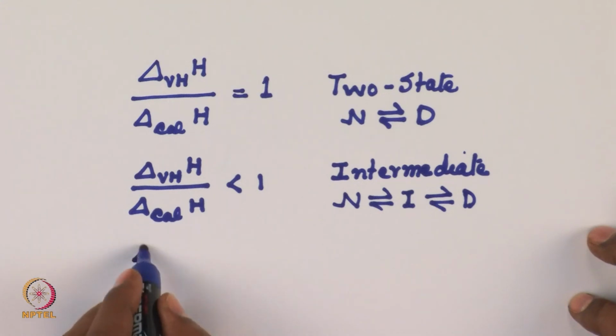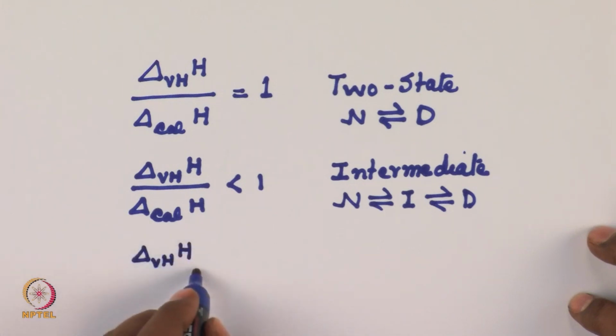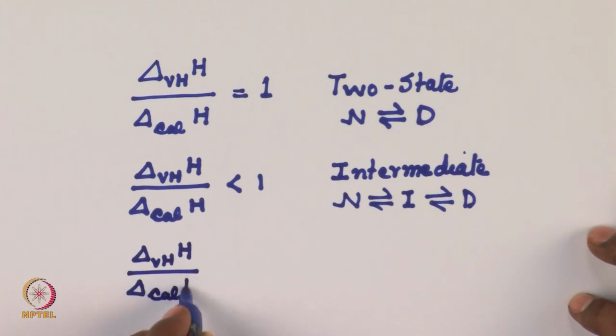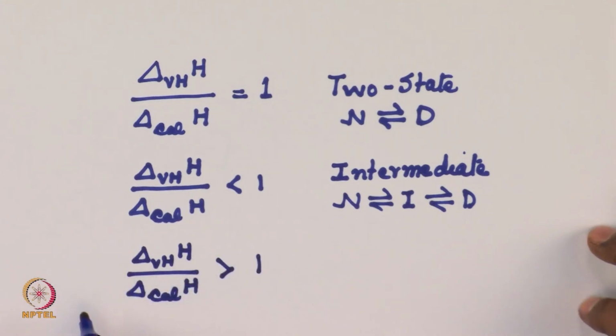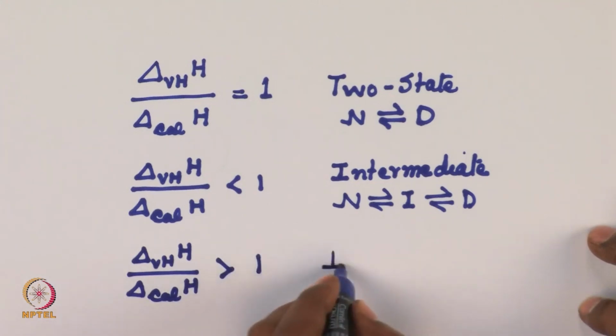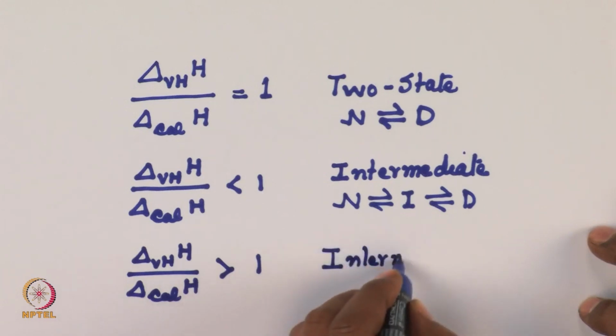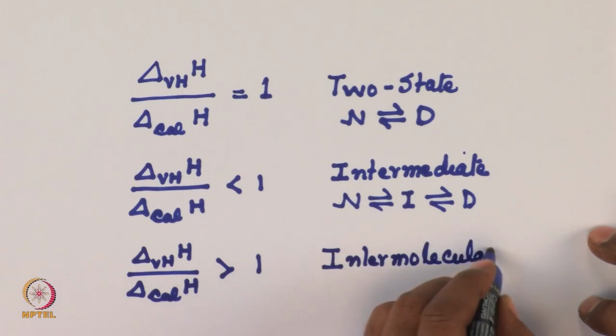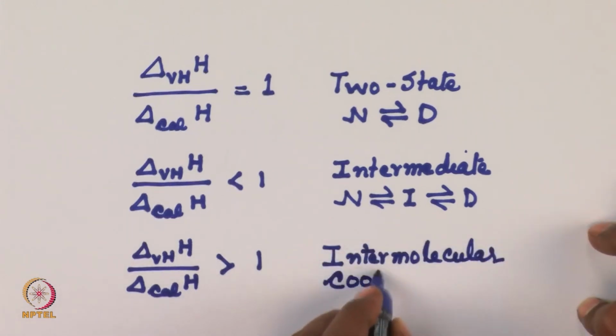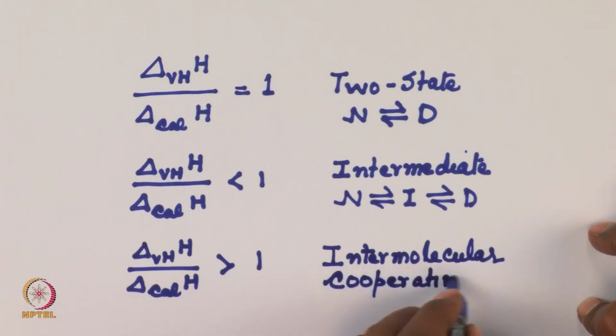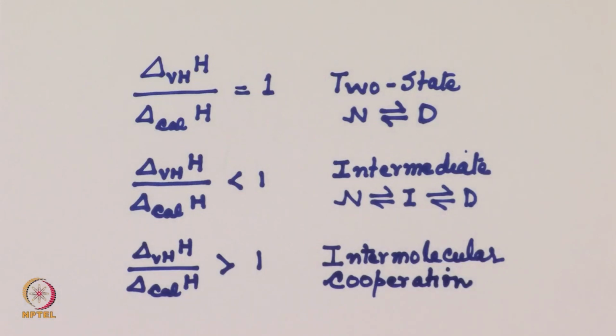The third possibility is Van 't Hoff enthalpy over calorimetric enthalpy greater than 1, and that suggests intermolecular cooperation in the unfolding process. What is this intermolecular cooperation? When the protein is unfolding, two unfolded proteins can form a dimer, trimer, or oligomer aggregate. So the extent of aggregation will increase.